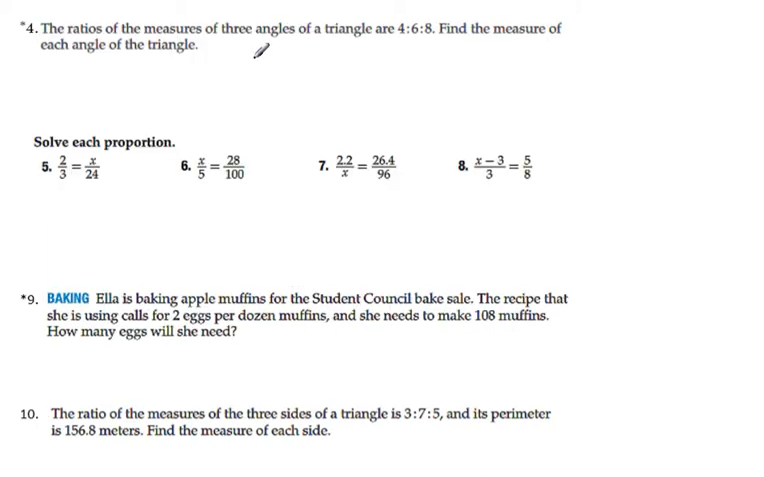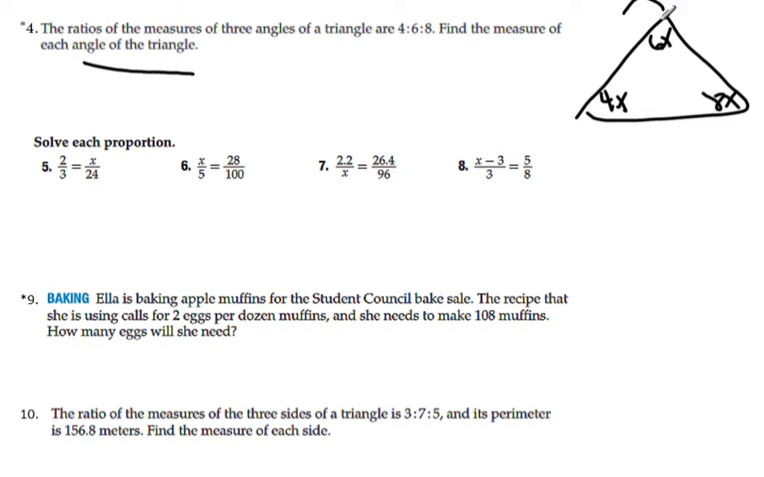Number 4, they give us an extended ratio of the angles of a triangle, 4 to 6 to 8. If you remember, 4 to 6 to 8 obviously doesn't represent the angle measures of the triangle. It represents 4 times some greatest common factor, 6 times some greatest common factor, and 8 times some greatest common factor. Our job is to find the greatest common factor, x. Once we find the greatest common factor, we can then find the measure of each angle of the triangle by plugging that greatest common factor back in to each of these angle measures.